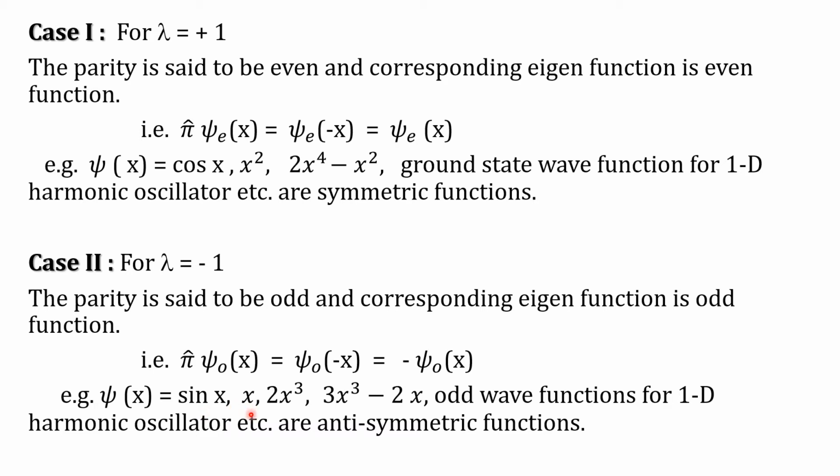Other examples are odd degree polynomial terms, that is x, 2x cube, 3x cube minus 2x. All such terms also show antisymmetric behavior. Another example is the odd wave functions for the one-dimensional harmonic oscillator. All these are examples of odd parity, and the corresponding functions are said to be odd functions, and they must be antisymmetric in nature.